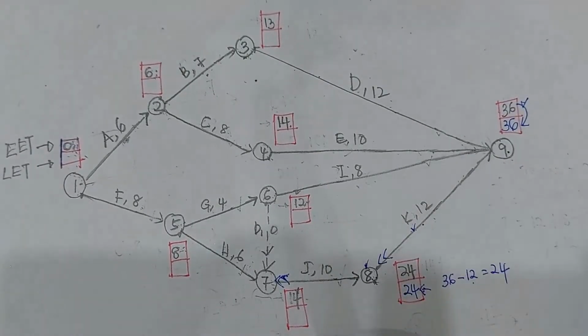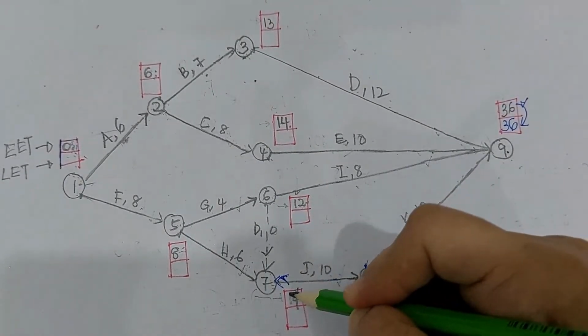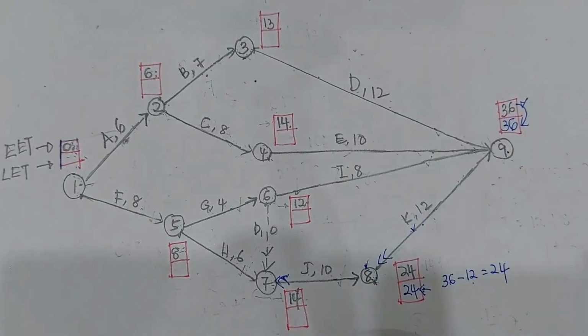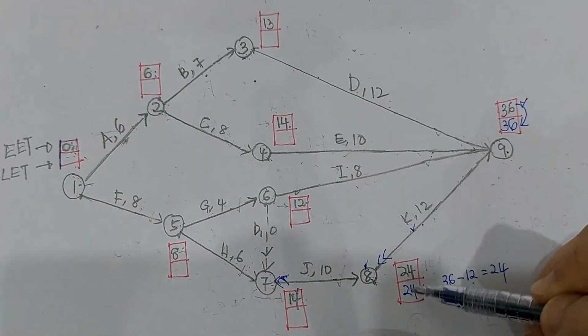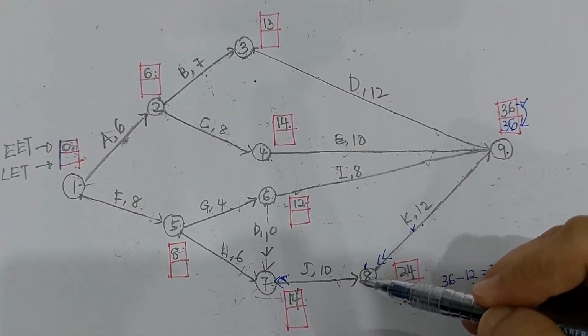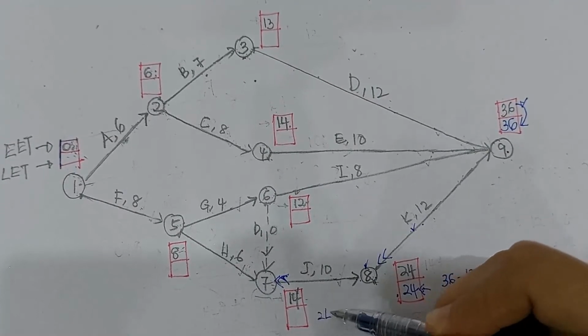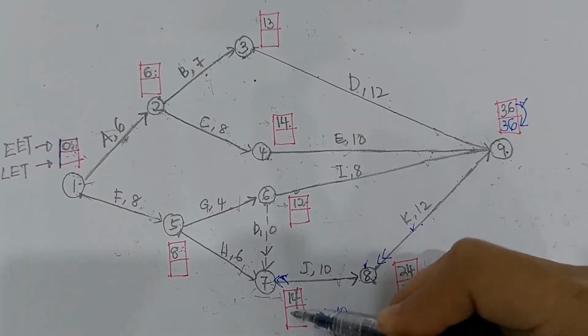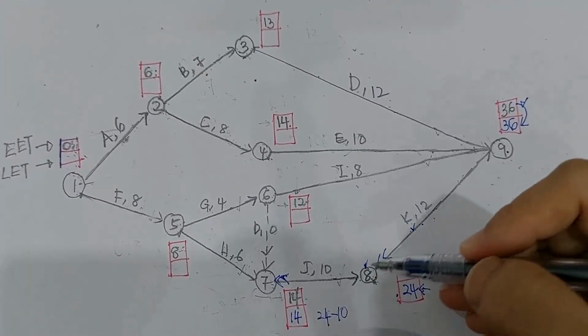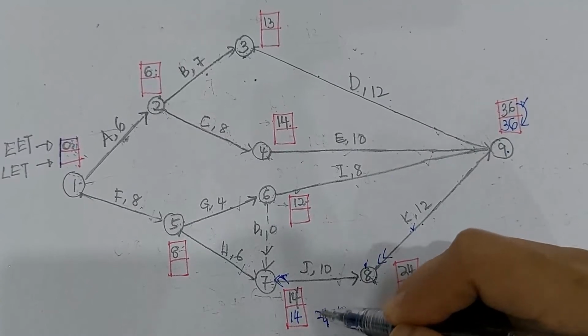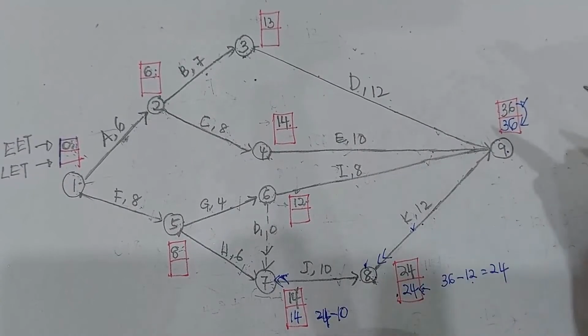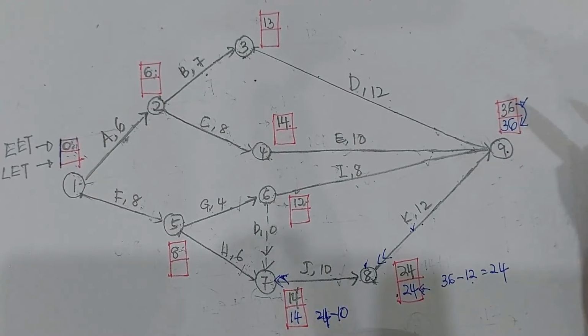So to calculate the LET for event number 7, we take the previous LET because J comes from event number 8. So this will be the previous LET, 24, minus the duration for J, which is 10. So we get 14 over here. Okay, 24 minus 10. So now event 7 is done.